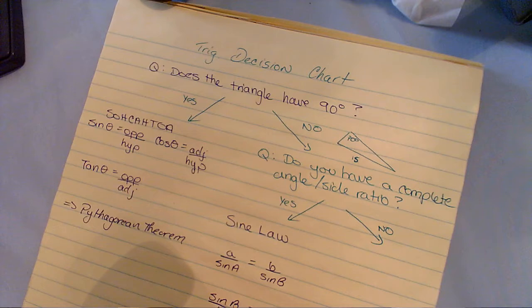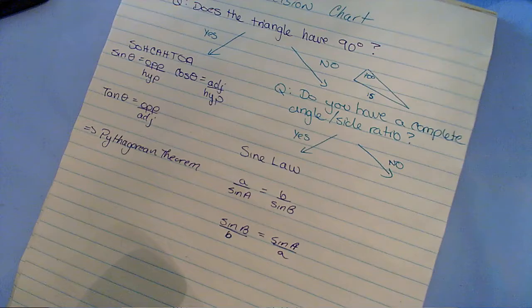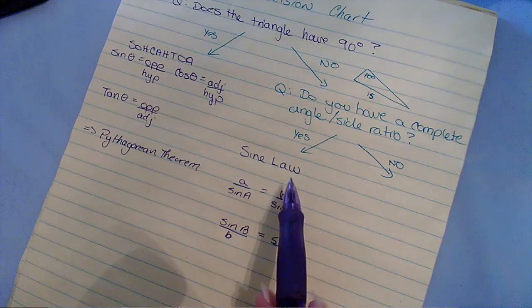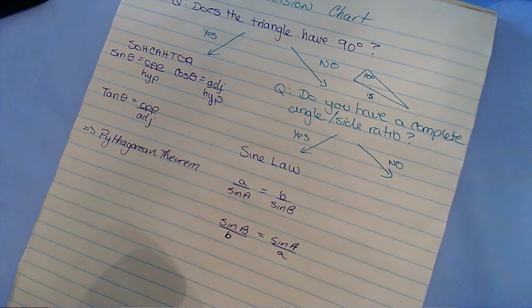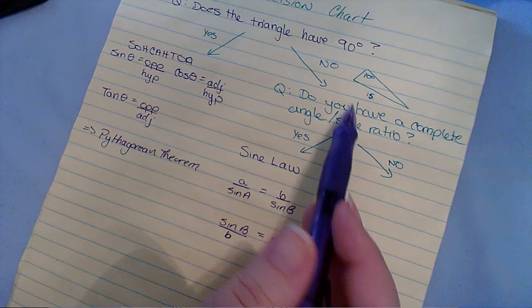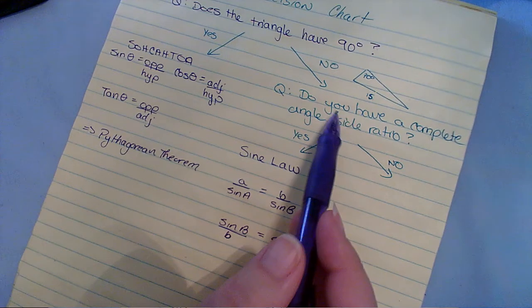And the order you write it in, A, B, B, A, that doesn't matter. Okay, so again, if you're looking for sides, you put the sides on top. If you're looking for an angle in the situation, you put the angles on top. But remember, you can only use sine law if you have a complete angle-side ratio.